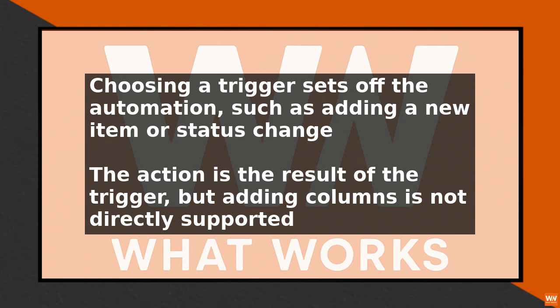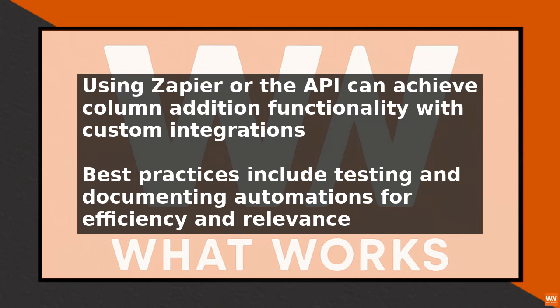You will need to specify the details of the column you want to add, such as its name and type. Another approach to automating the addition of columns in Monday.com is to use the platform's API. Monday.com provides an API that allows developers to build custom integrations and automations. Using the API, you can write a script that adds a new column to your board based on specific conditions. This method requires programming knowledge and is more suitable for advanced users or organizations with dedicated development resources.